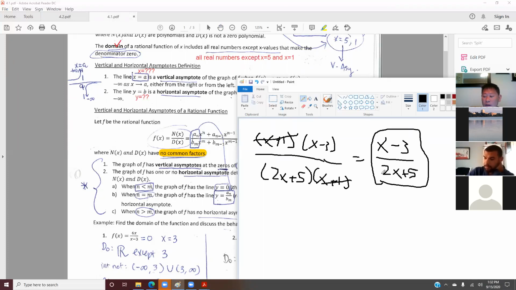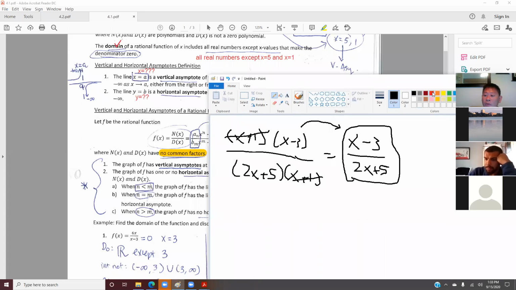You guys with me here? This is what we call no common factors. So you have to do this first, then you look at your asymptotes. But if you want to find your domain, this is still going to be your domain part. So what is your domain in this case? All real numbers except what?